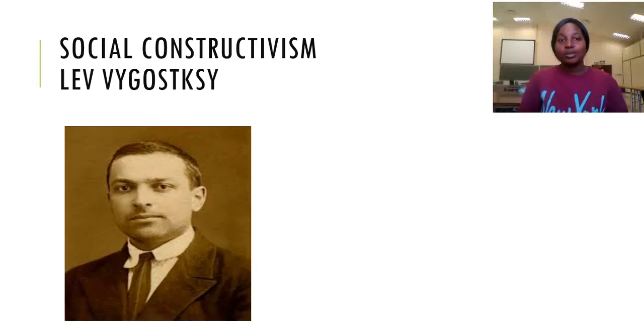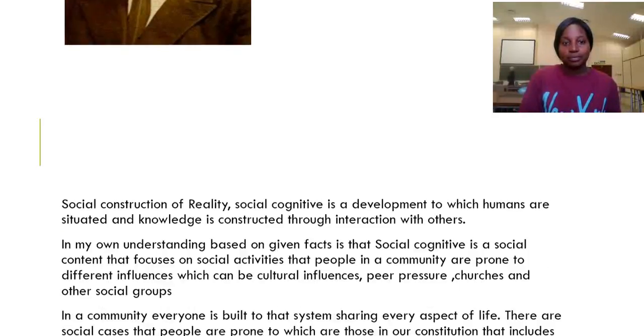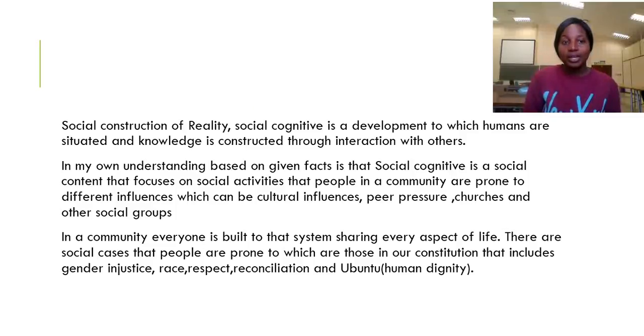The last learning theory is social constructivism. The theorist behind this theory is Lev Vygotsky. Now, social theory is the construction of reality. It's social cognition that develops where humans are situated, and knowledge is constructed through interactions with others. In my own understanding, based on given facts, social cognition is a social context that focuses on social activities that influence people in a community and are prone to different influences, which can be cultural influences, peer pressure, churches, and other social groups. In a community, everyone is built into that system, sharing every aspect of life.